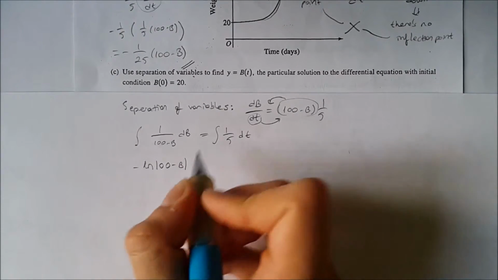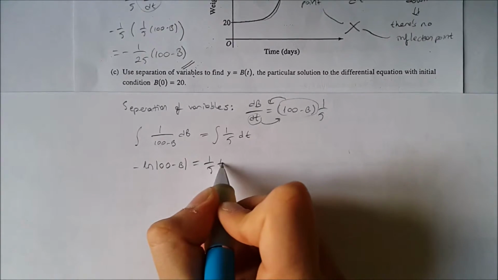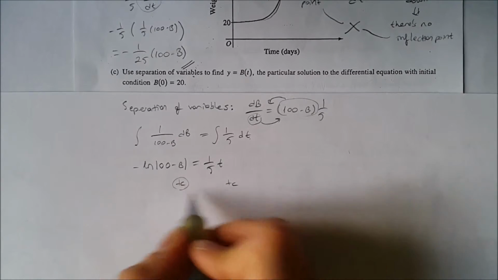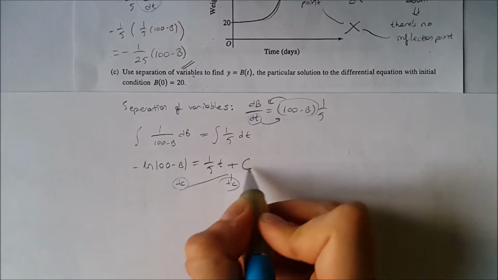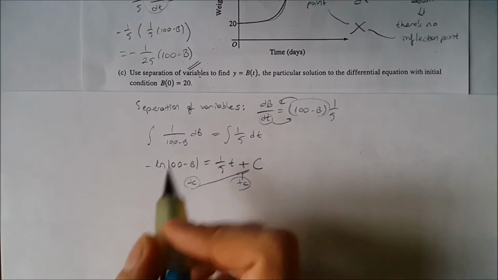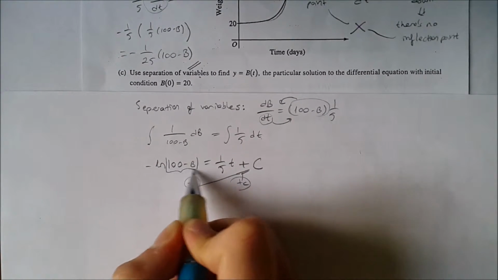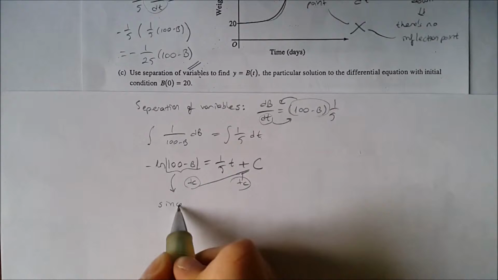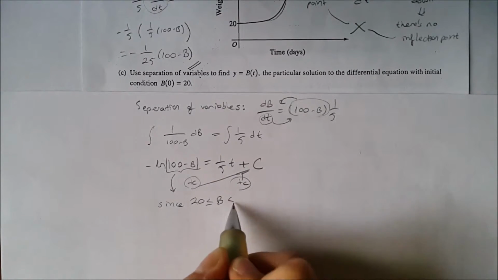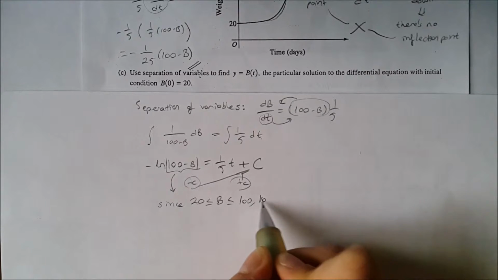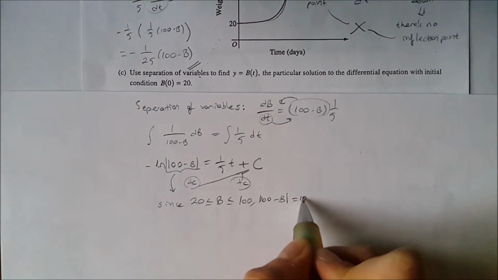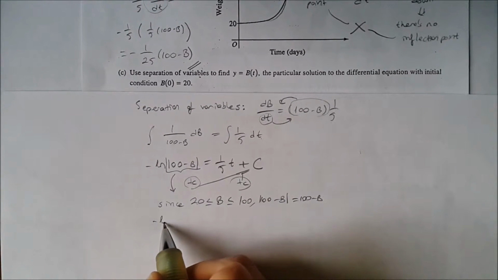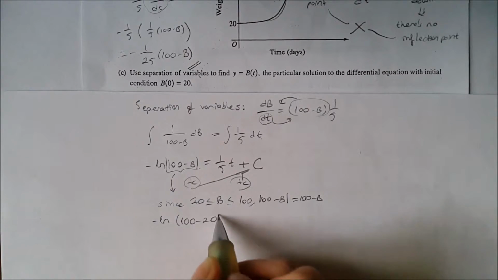When we take the integrals of these, we get a minus ln in absolute value, 100 minus b, equals 1 over 5 times t. There is a plus c on both sides of the equation, but we can just combine them and write plus c on the right side of the equation. Now, in order to get rid of the absolute value, we can say that since b is between 20 and 100 in the question, 100 minus b will always be positive, so we don't need the absolute value, and we can just say 100 minus b.